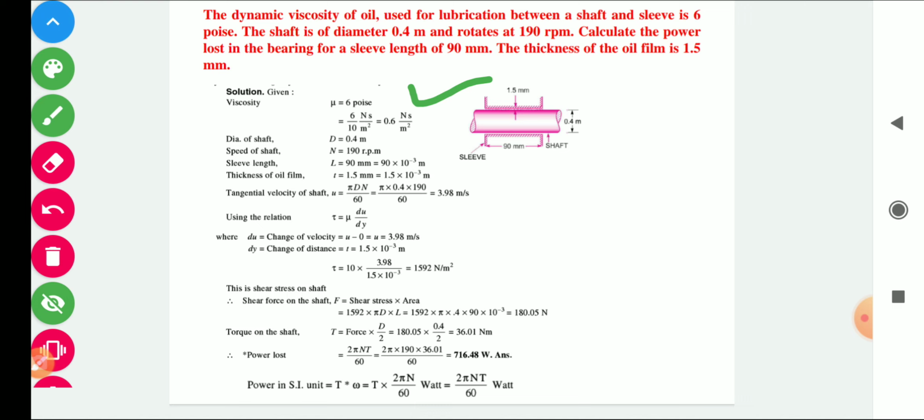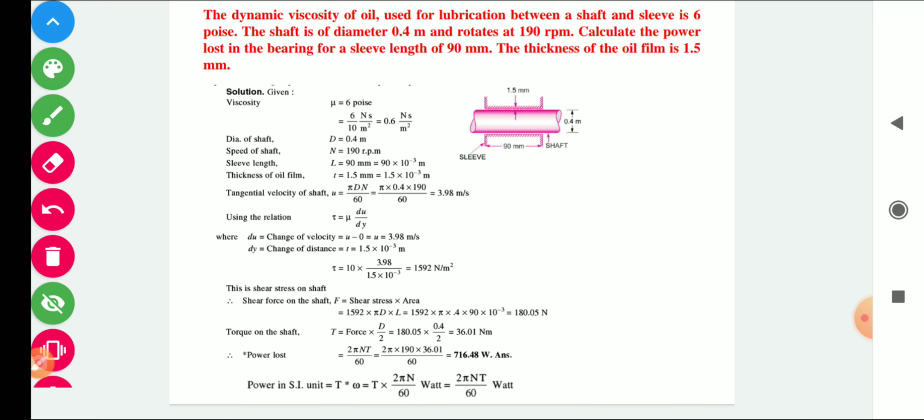So convert it into SI unit, that will be equal to 0.6 Newton second per meter square. The diameter of shaft is 0.4 meter and speed is 190 rpm. The length is 90 mm, again convert it into meter, that will be equal to 90 into 10 to the power minus 3 meter. The thickness of oil film is 1.5 mm, or we can say 1.5 into 10 to the power minus 3 meter.